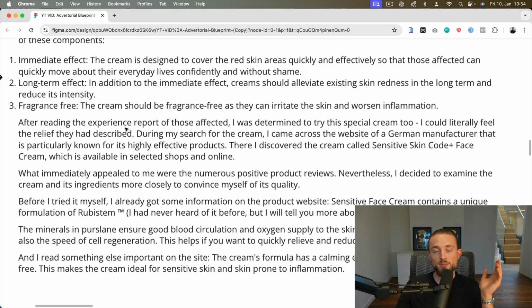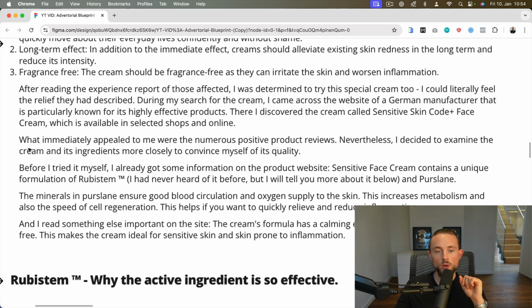So after reading the experience report of those affected, I was determined to try this special cream too. I could literally feel the relief that they had described. Doing my research for the cream, I came across the website of a German manufacturer that is particularly known for its highly effective products. There I discovered this cream called Sensitive Skin Coat Plus Face Cream, which is available in selected shops and online. What immediately appealed to me were the numerous positive product reviews. Nevertheless, I decided to examine the cream and its ingredients more closely to convince myself of its quality. Before I tried it myself, I already got some information on the product website.